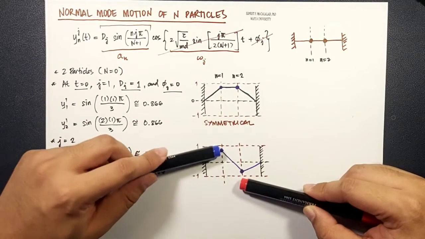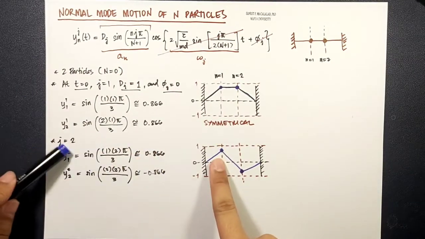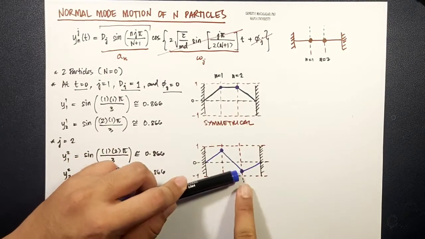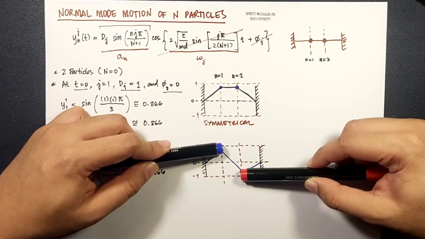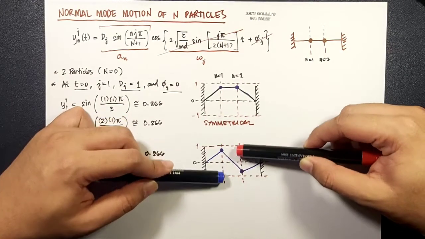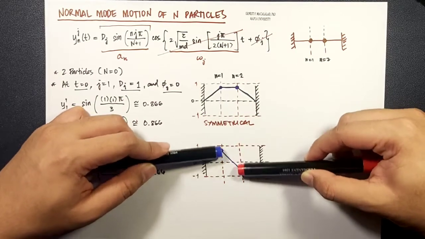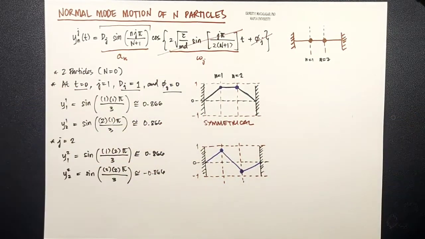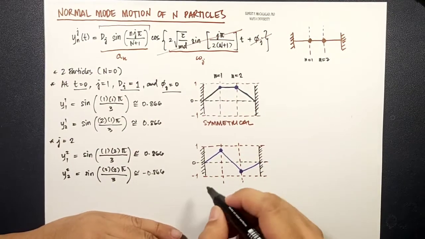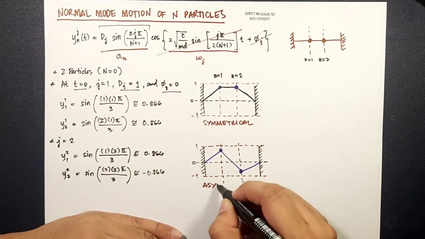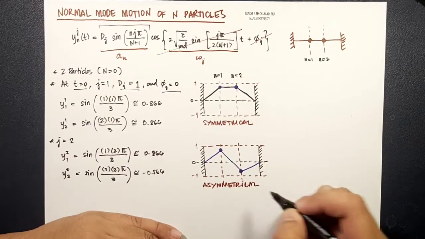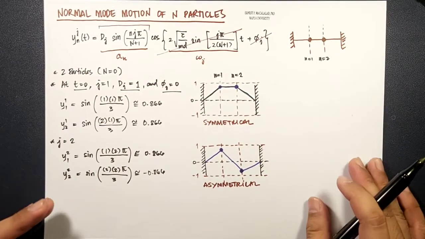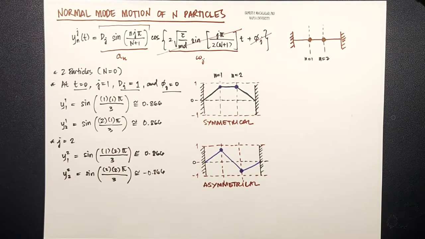On the other hand, n equal to 1 is here for the second mode, n equal to 2 is in this mode. So the oscillation of these two particles would be like this. As you may guess, this is an asymmetrical mode. Remember your coupled oscillator of two particles, it's the same thing.